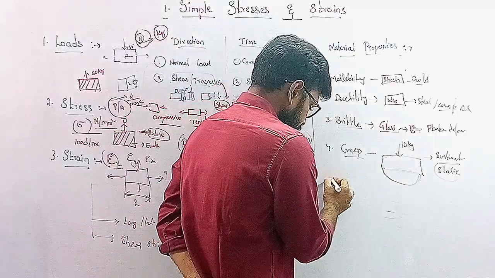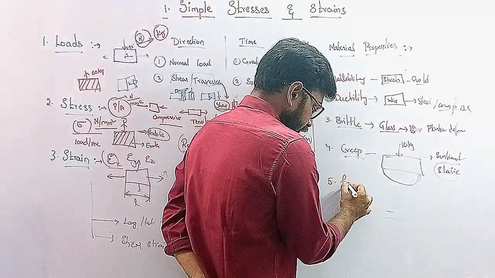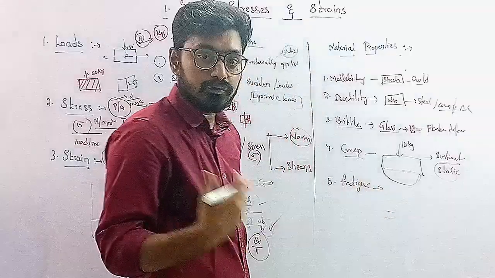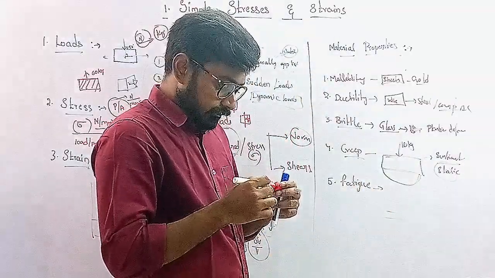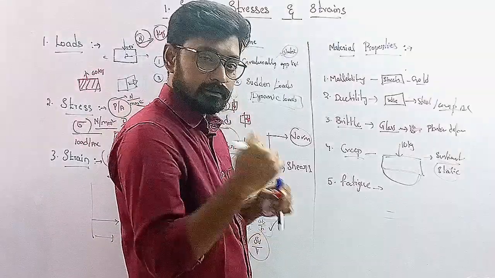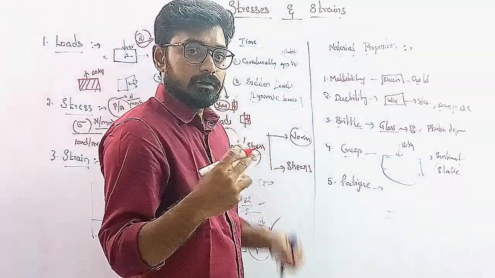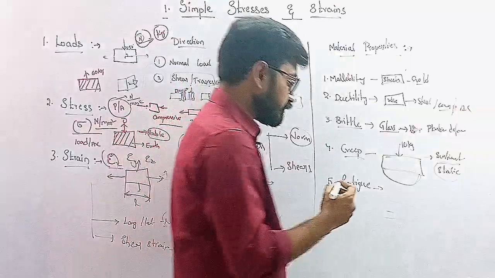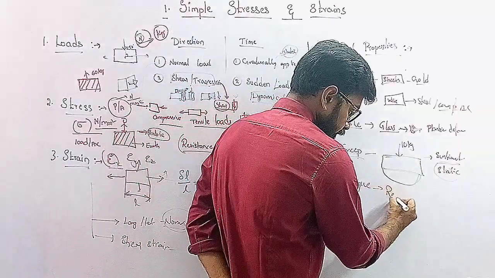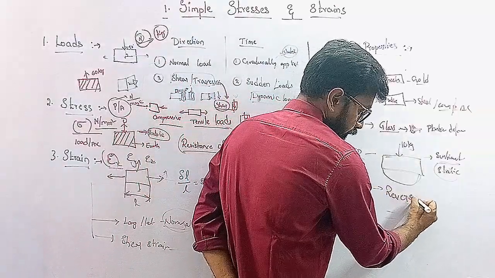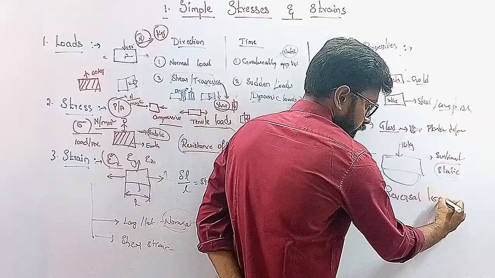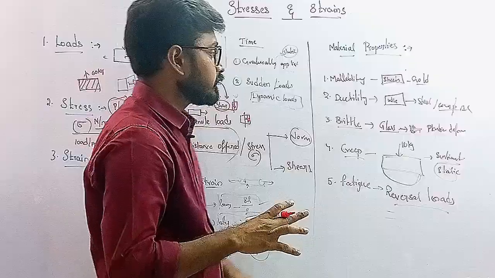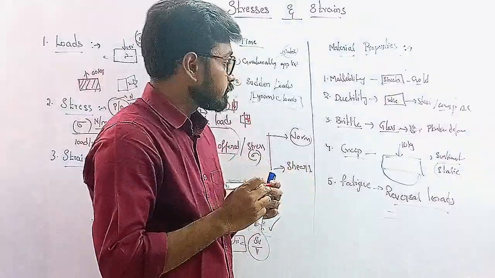And the fifth one is fatigue. Due to application of continuous loads again and again, the material cannot withstand the pressure. Such a type of material property is called fatigue, due to reversal loads. So these are the main material properties. Okay.